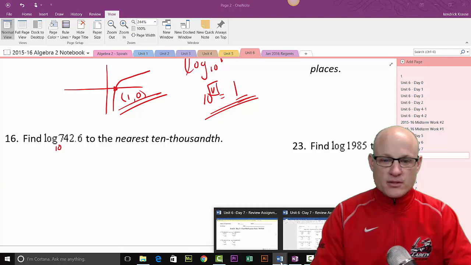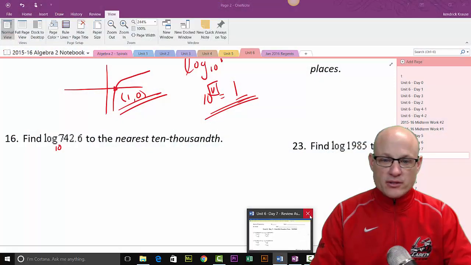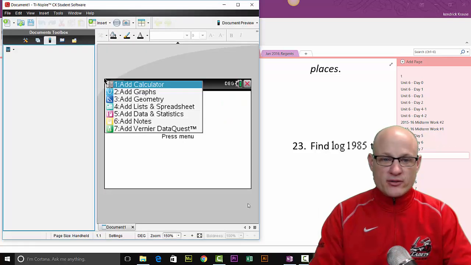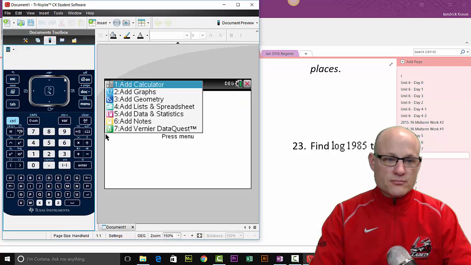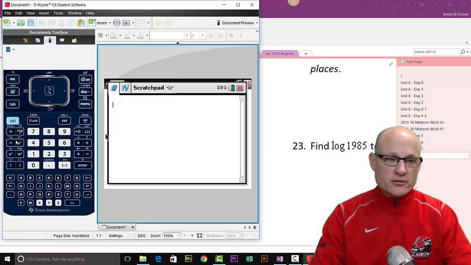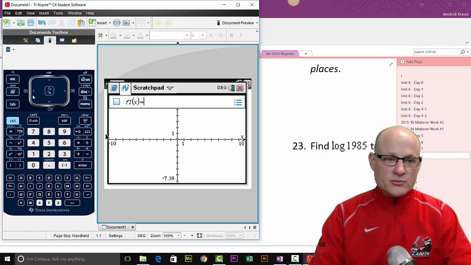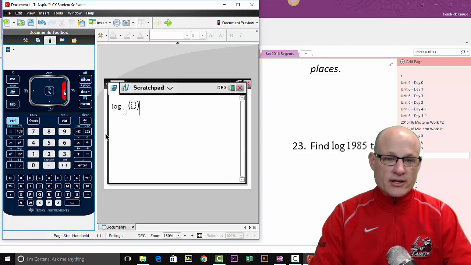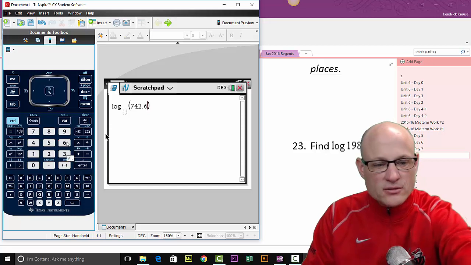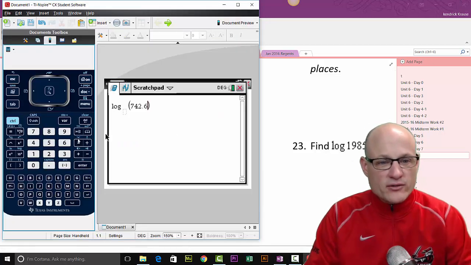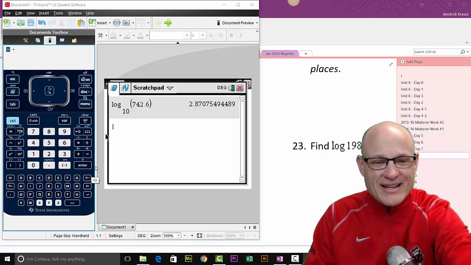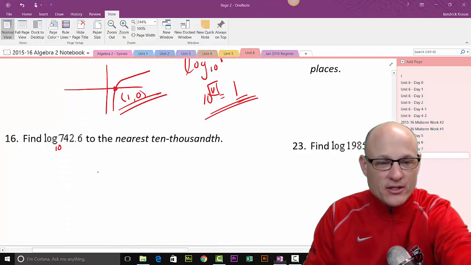So, by the way, I don't need this. So log of 742.6. Go to the calculator and go log. Since it's base 10, I really don't need that, I'll just get rid of it. 742.6. Did I remember that correctly? Enter. The answer is 2.87, round to the 10,000s place.